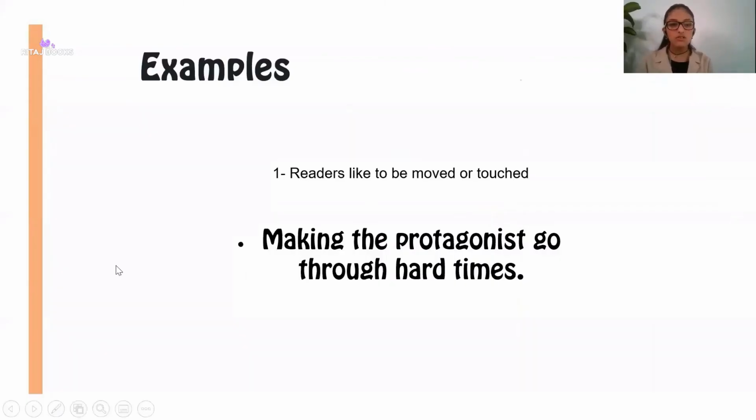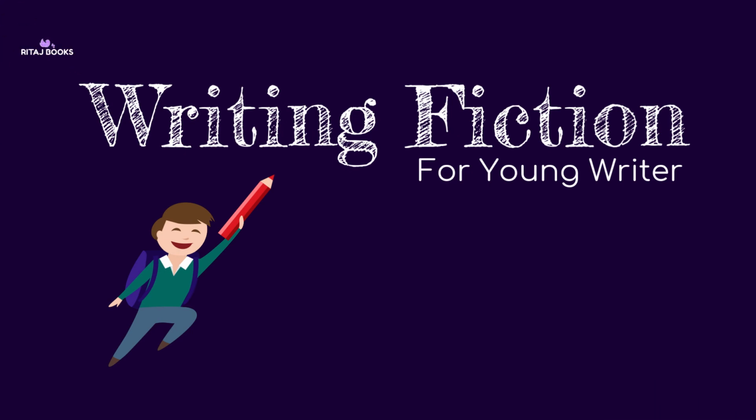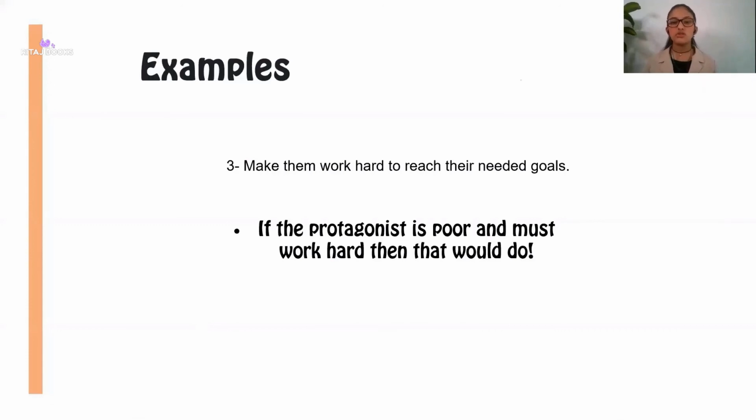So readers like to be moved or touched. That's really important. And a note to help you maybe brainstorm words that would make the reader feel more soft on the protagonist. So making the protagonist go through hard times, that's one of the most popular choices. You can make the protagonist go through hard times and just work hard to reach their needed goals. Not wanted, needed. Make them work hard to reach their needed goals.